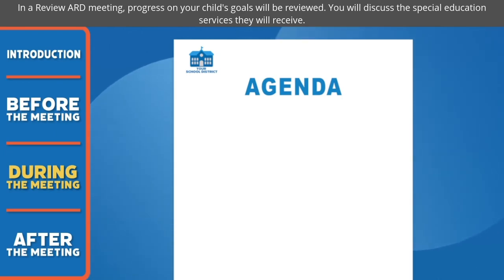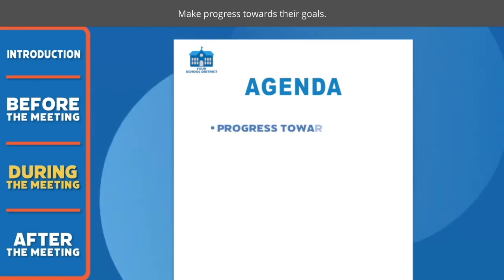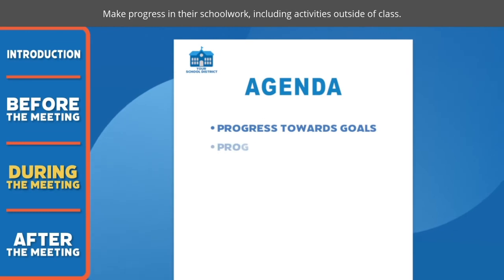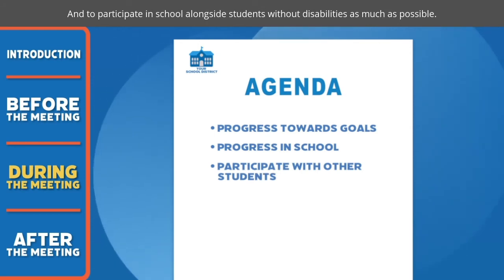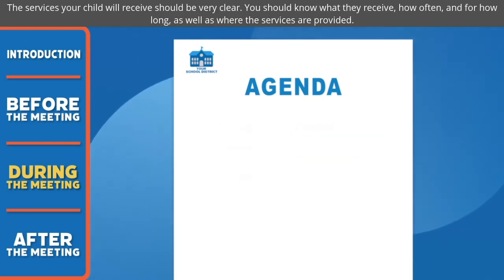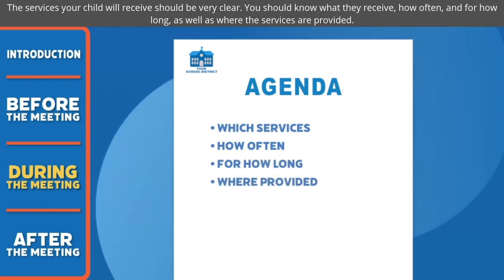You will discuss the special education services they will receive. These include the services your child needs to make progress toward their goals, make progress in their schoolwork, including activities outside of class, and to participate in school alongside students without disabilities as much as possible. The services your child will receive should be very clear. You should know what they receive, how often, and for how long, as well as where the services are provided.